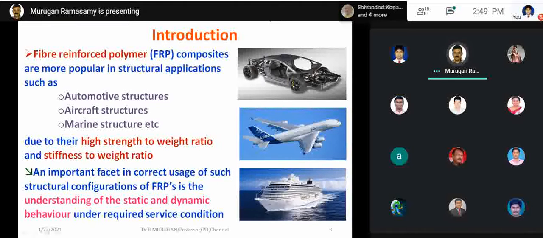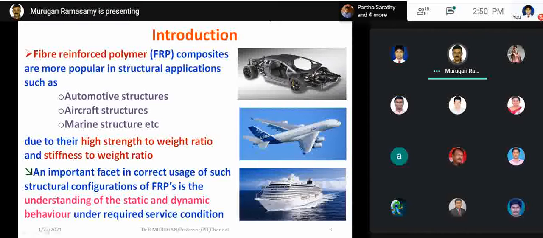Suppose you see the same strength to weight ratio for steel or any other metal, the composite material will give a very high strength to weight ratio. That is one of the important advantages. That is why these materials are most popular in aircraft and automobile applications.